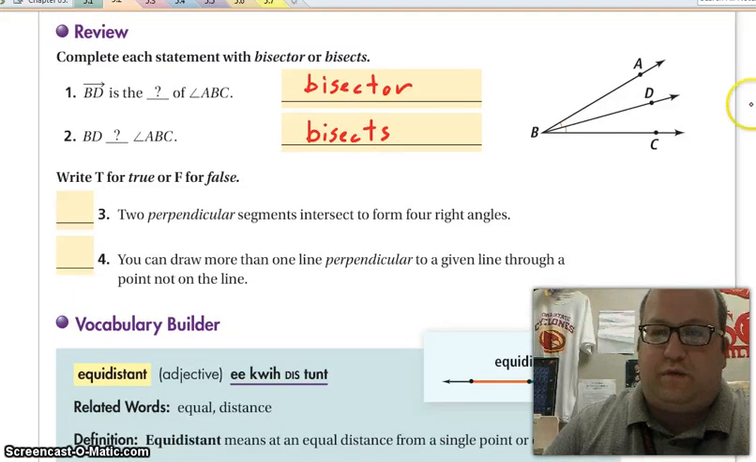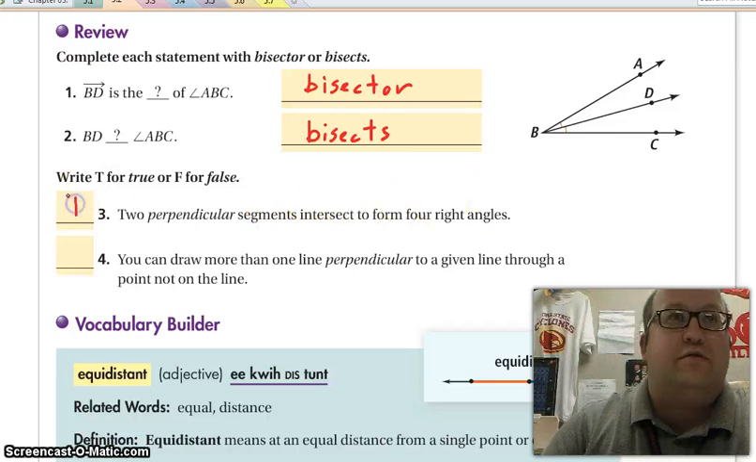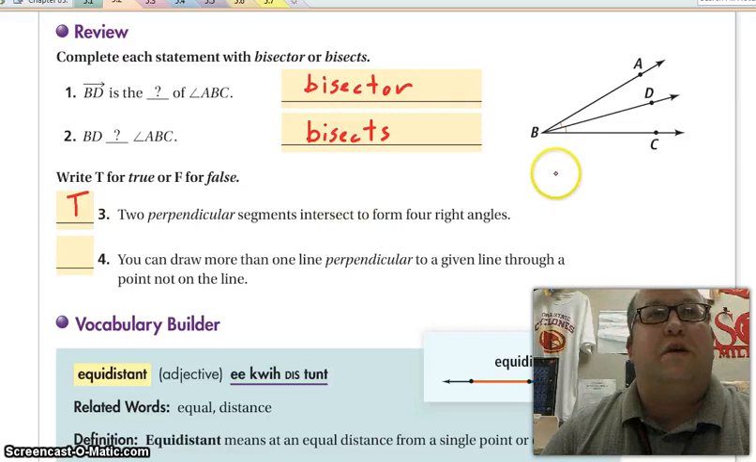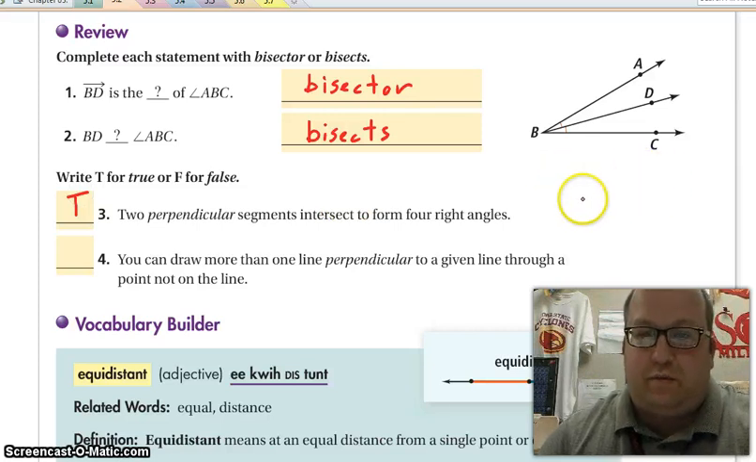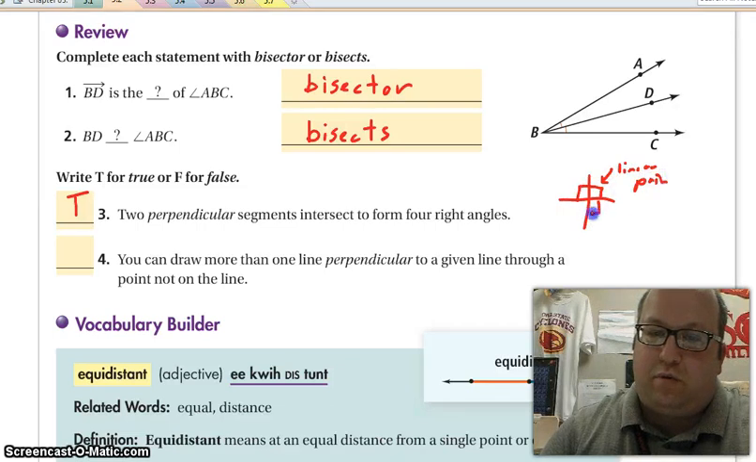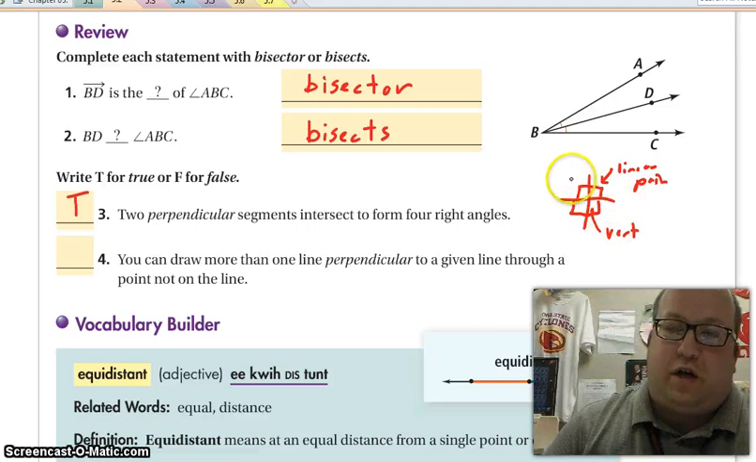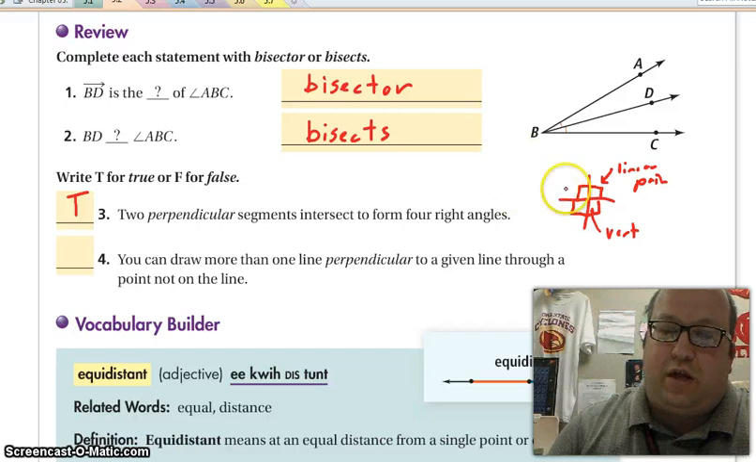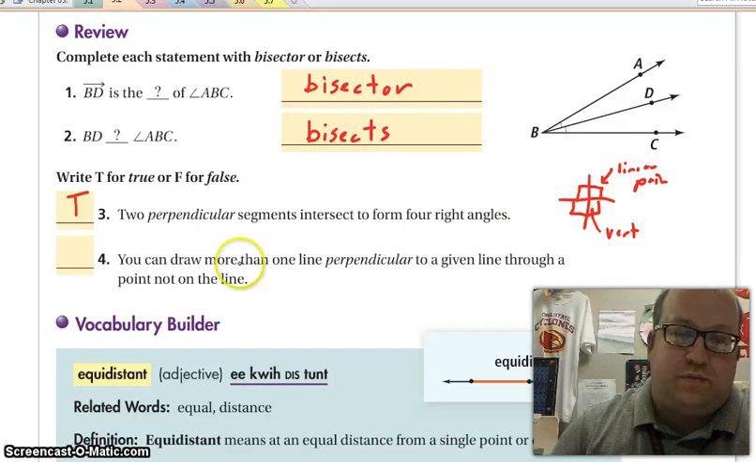Now again, T for true, F for false. If you want to pause it and fill these out for yourself, you can. Two perpendicular segments intersect to form four right angles. That is true. Now, the way that works is this. If you have two of them and they meet at one right angle, well, then this one over here is right because it's a linear pair. This one over here is right because it's vertical, and you can use some of that same reasoning for this one. Back in chapter 2, there was a theorem that said if two lines meet at a right angle, all the angles are right angles.